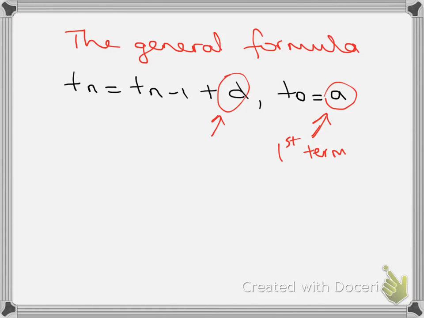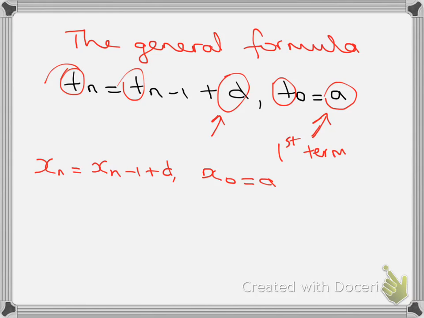Now just so you know, this particular formula doesn't have to have the T everywhere. This is just the general formula. Sometimes you'll see it written with X's, so xn equals xn minus 1 plus D. The D stays the same, and the A stays the same. So it can look something like that with X's instead of T's. It can have B's, it can have A's, it can have whatever letter the question wants it to have. But the general formula will always look like the one on top here.